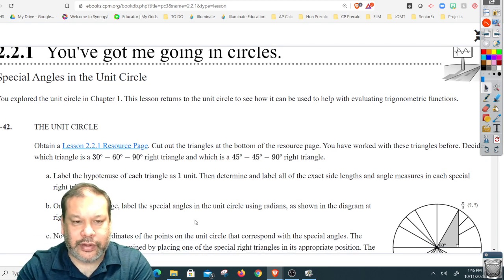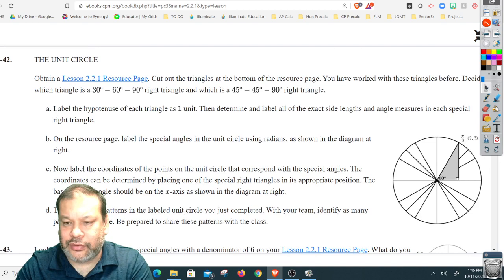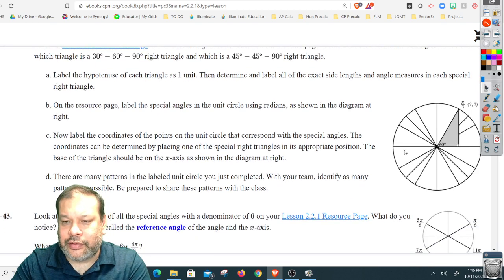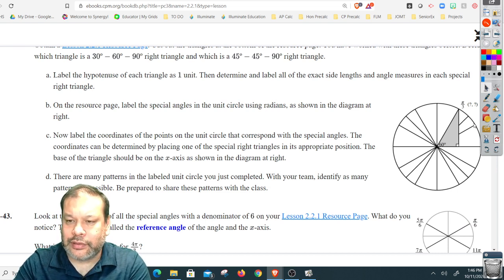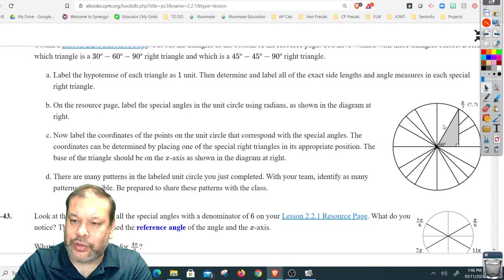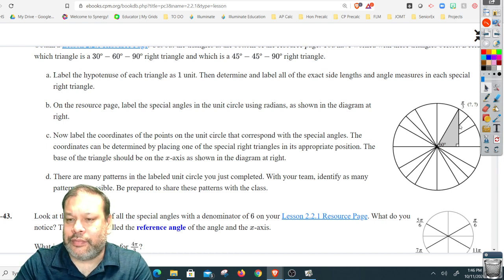And let me move myself out of the way here. So as I scroll down here, you'll see this little circle here on the right is the common angles or the special angles. And if you superimpose a 30, 60, 90, we know what those ratios are, and we know what each of these sides are and the ratios of those sides. And with the unit circle, the hypotenuse is going to be 1.